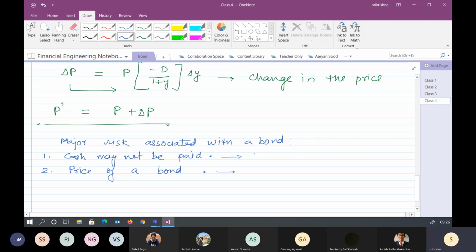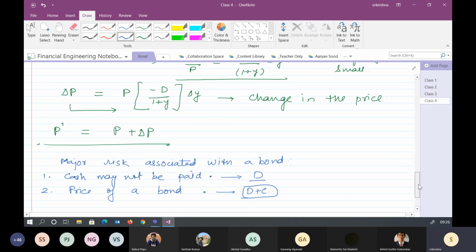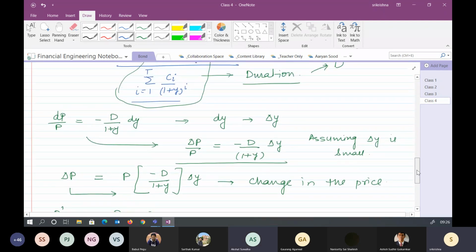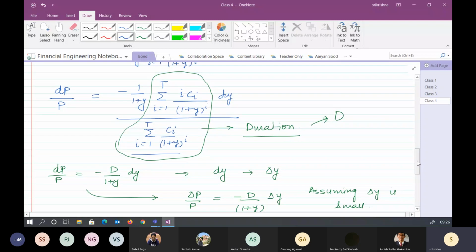So this is how we will try to describe using the duration, and this duration plus convexity both. So sir, if I go with the duration expression, correct? If you remember, try to see this one, what it is saying. So let me write the duration expression here.